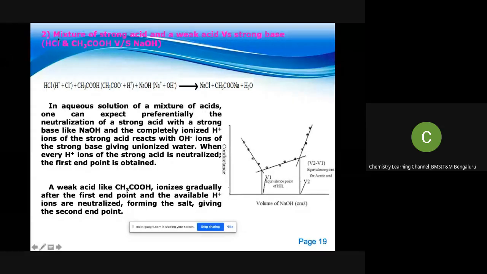I don't know how much HCl they have given. I don't know how much acetic acid they have given. So I have to find it: how much HCl they have given, how much acetic acid they have given, and what is the strength of HCl and what is the strength of acetic acid.